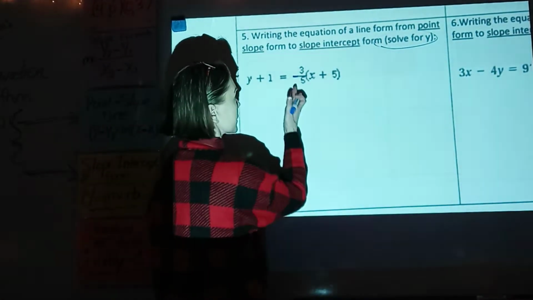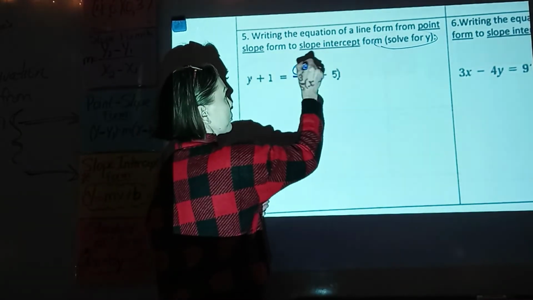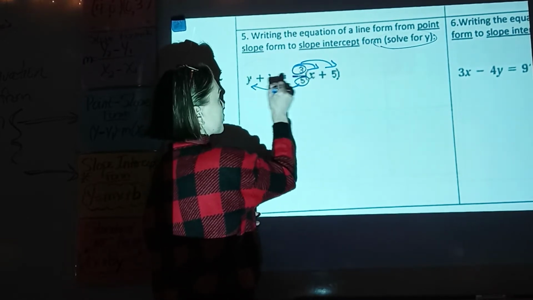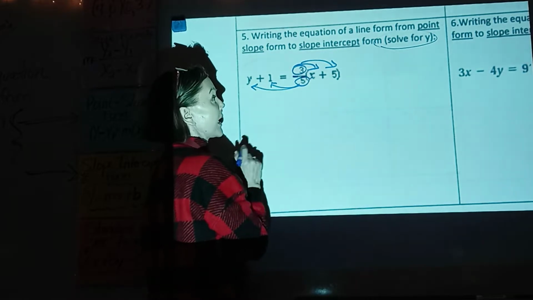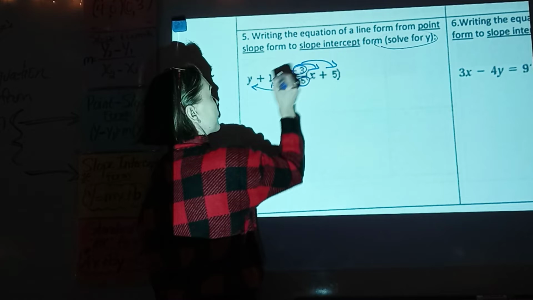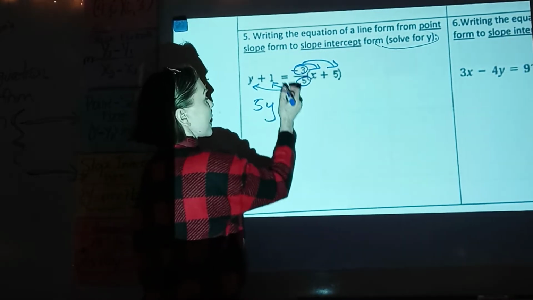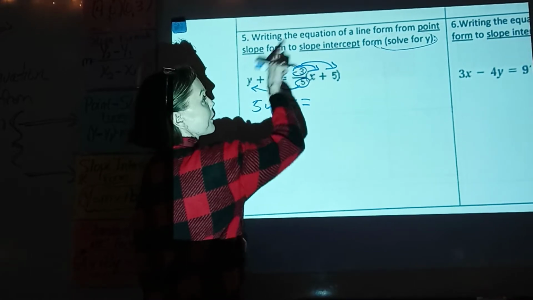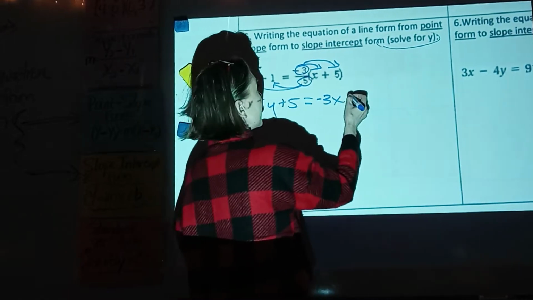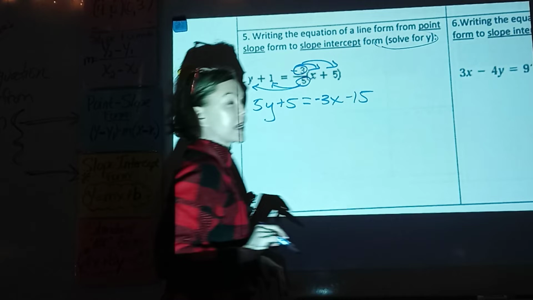So as you know, this is a fraction in our slope. So what do we do? We circle the numerator and distribute that to the right. We circle the denominator and distribute that to the left, right? And the negative goes with the numerator. It's a negative fraction, but the negative goes with the numerator, okay? So 5 times y is 5y. 5 times 1 is +5. -3 times x is a -3x, and -3 times a -5 is -15, because a negative times a positive gives you a negative.